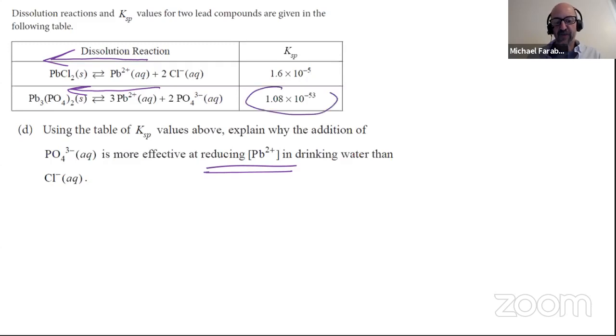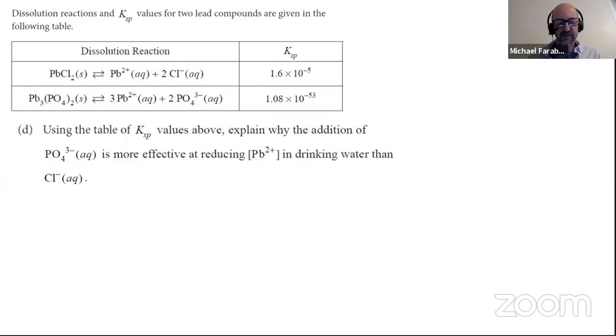So you could talk about the difference in the magnitude of the KSP values, because there's definitely a difference there. You also could talk about the stoichiometry. For every 2 moles of phosphate that react with lead to make a precipitate, you can remove 3 moles of lead from solution if you move in this direction from right to left. But for every 2 moles of chloride ions, you can only remove 1 mole of lead. So you could have talked about stoichiometry or you could have talked about KSP. I'll show you both.